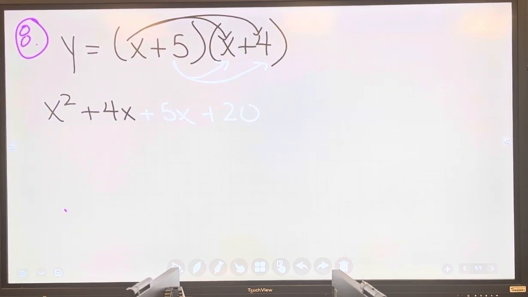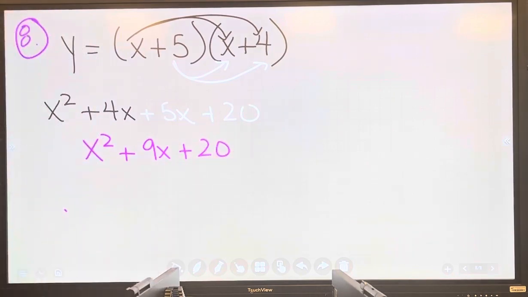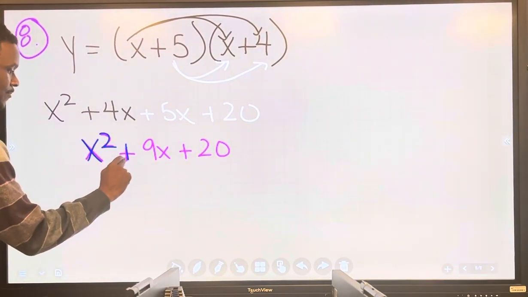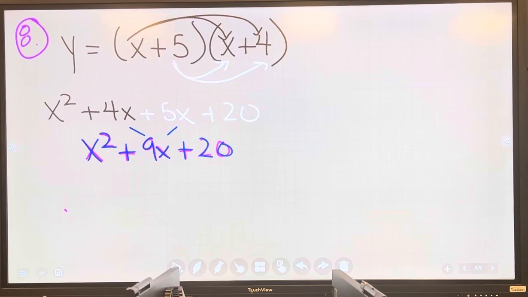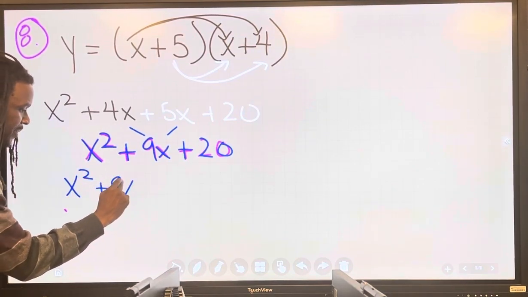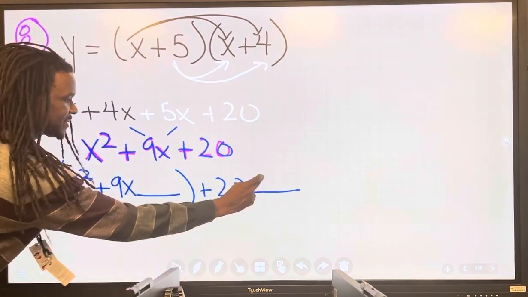And then you would combine like terms. Something like that. Combine like terms, which would be 9x. X squared plus 9X plus 20. Let me do that another flavor. X squared, combine those, make 9X plus 20. Now we're gonna get into our what? Those parentheses, right? So it becomes X squared plus 9X, space, parenthesis, plus 20, space, minus sign.